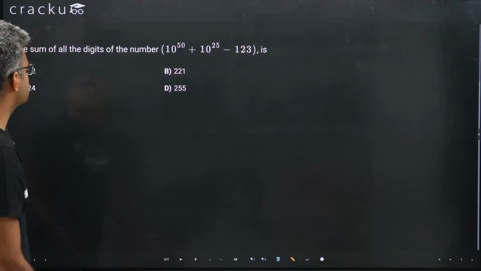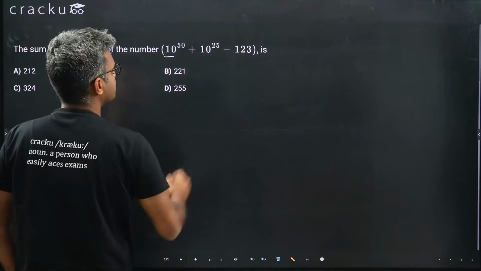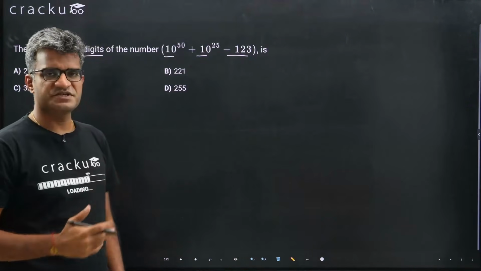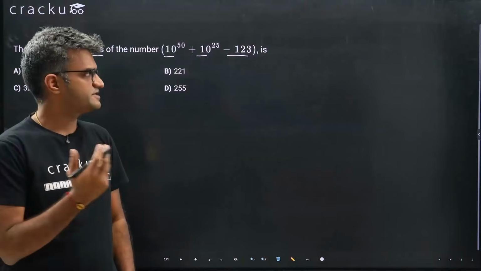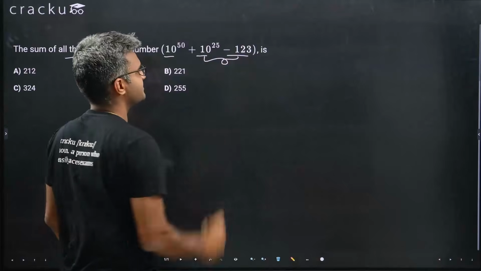In this question, we are asked to calculate the sum of all the digits of the number 10 to the power 50 plus 10 to the power 25 minus 123. In these kind of questions, once we find out the pattern, answering it will be very easy. The most important thing over here is this subtraction.